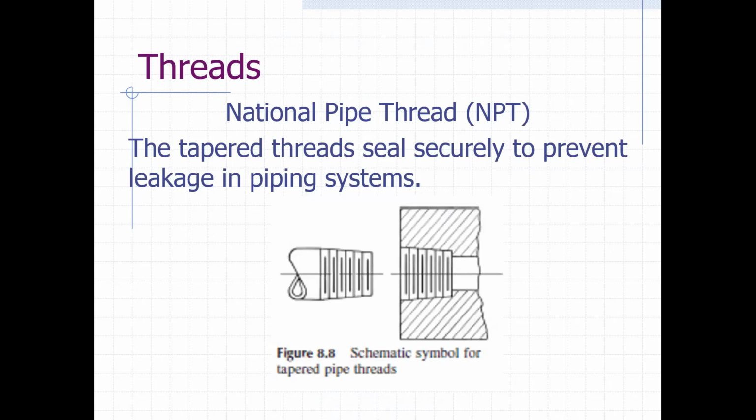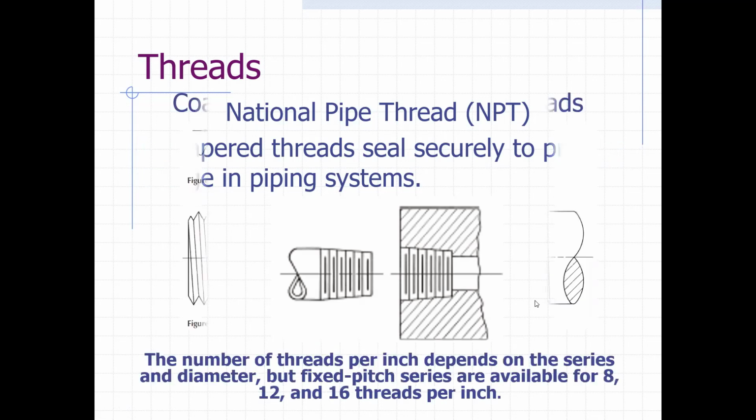Some other specialty type threads might be for piping systems. They use what's called a national pipe thread, which is a tapered thread. So you notice how both the internal and external threads are tapered in to help seal better for liquids and gases. Those NPT threads are usually built into your CAD software, so those are there.